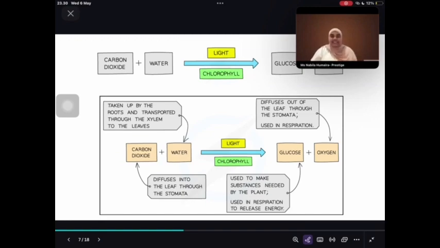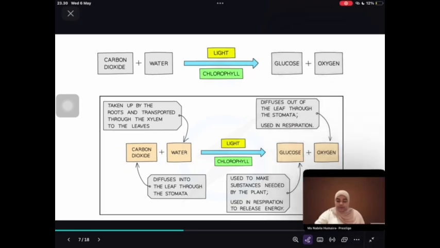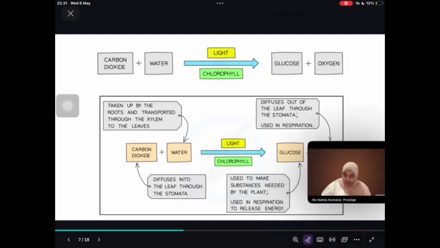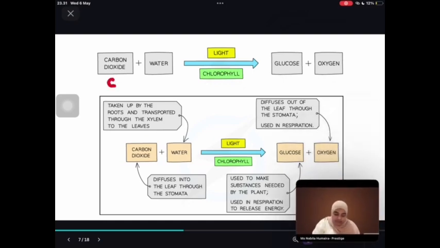You can see the formula of photosynthesis. Carbon dioxide, and then water, and then light, chlorophyll, and produce glucose and oxygen. So guys, you can remember carbon dioxide is CO2. I will write here CO2. And then the water is H2O. And then light will hit the plant, the sunlight, the photon, the light energy.